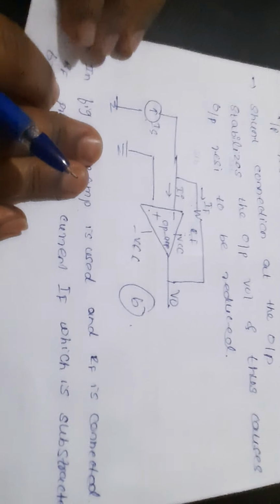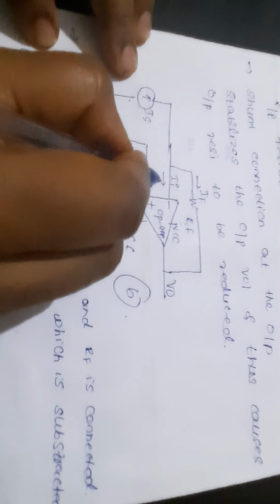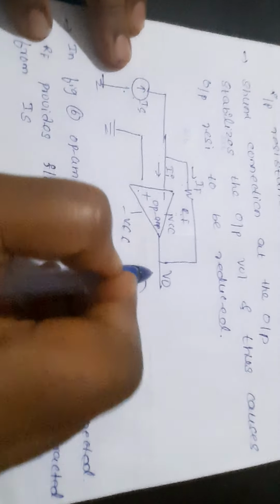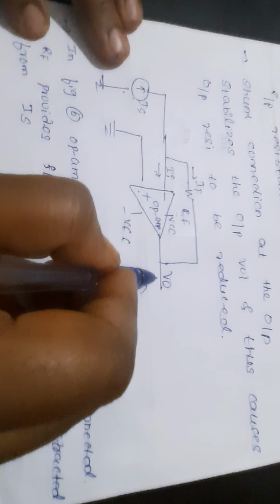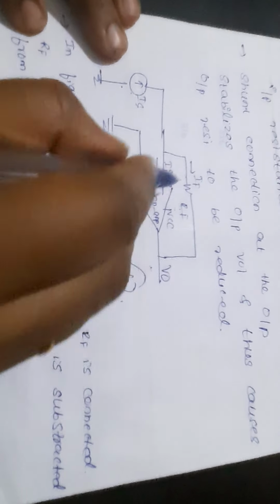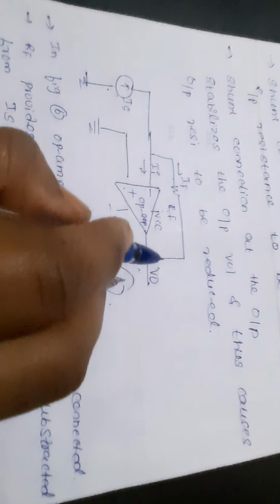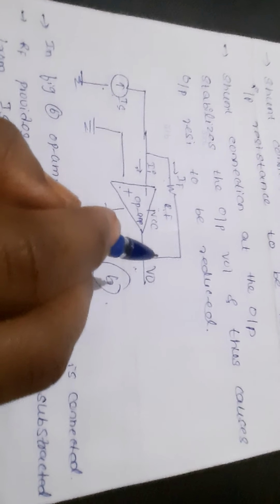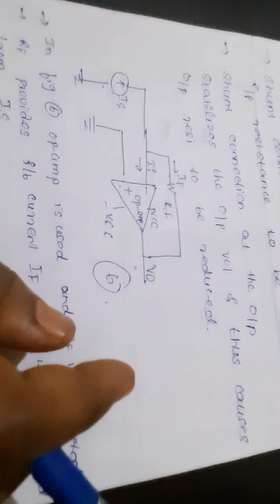Now we should see that the feedback is negative. So how will we see it? If IS is increased, then II will also increase, causing the voltage at the input terminal to rise. In response, the output voltage will decrease, causing an increase in IF. Thus, IF and IS have the same polarity and feedback is negative.